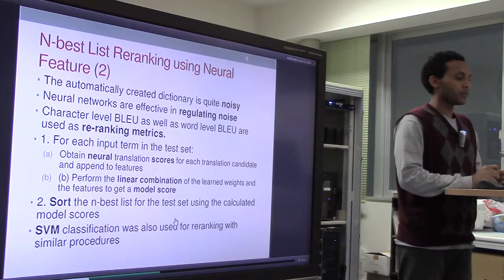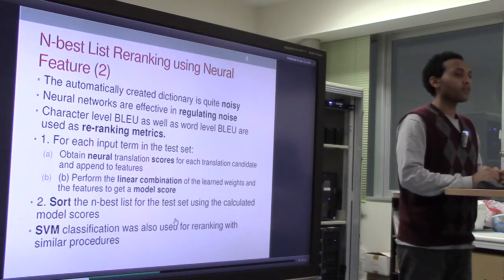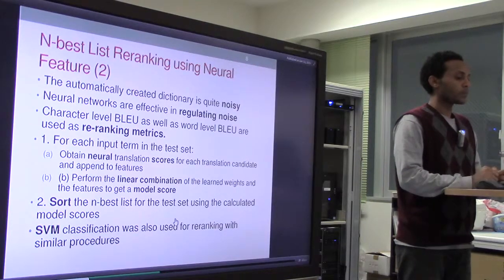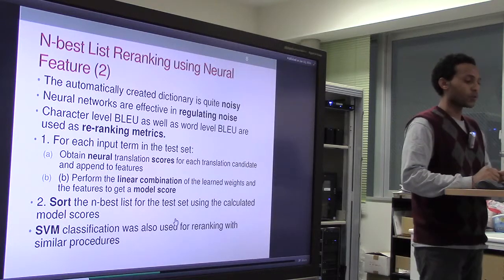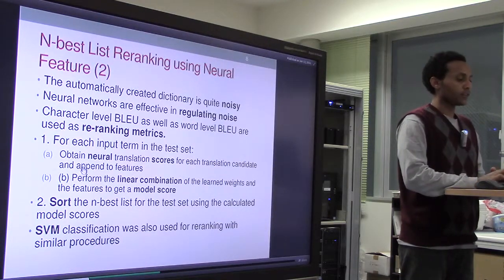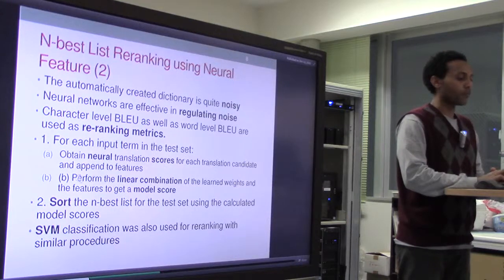So neural networks are effective in regulating noise. That's why they used neural networks, and they use it for re-ranking matrices. They used character level BLEU score and word level BLEU score. So this is an extract or a part of the procedure for re-ranking.